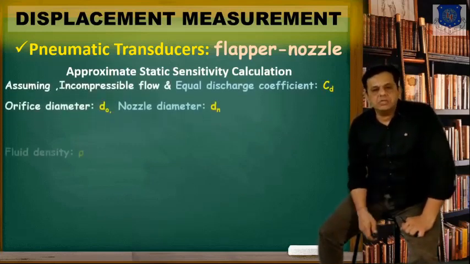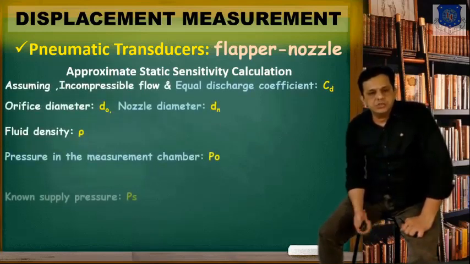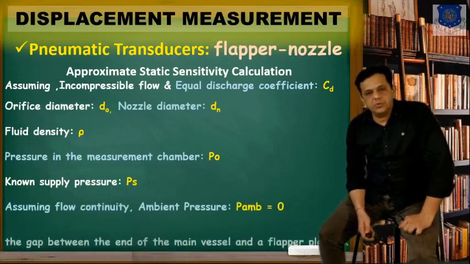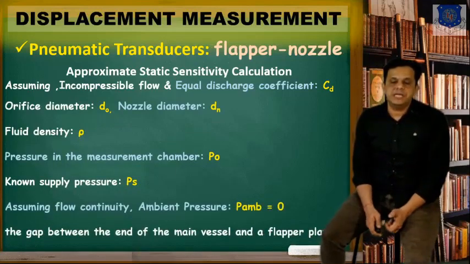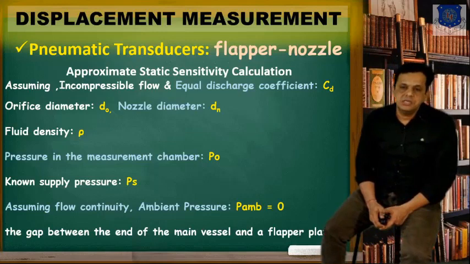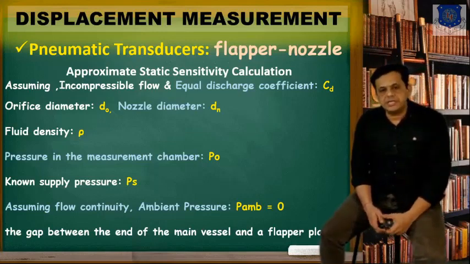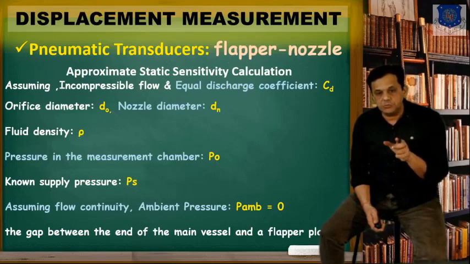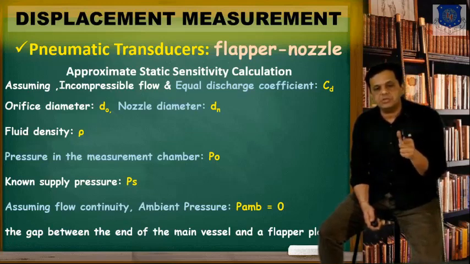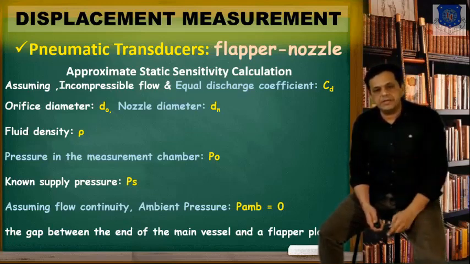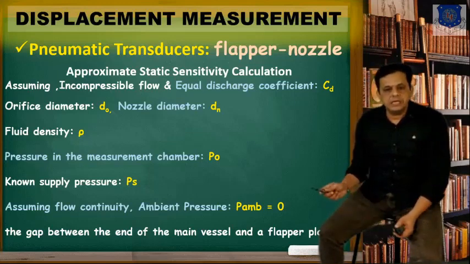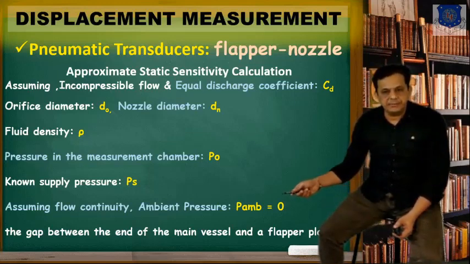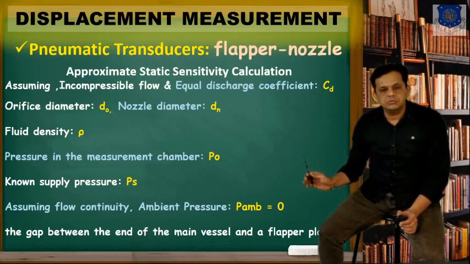So let us have some terminologies, assuming incompressible flow and equal discharge coefficient. I hope you all remember this from the previous semester study. The orifice diameter and nozzle diameter are given, along with the fluid density, the pressure in the measurement chamber, that is PO, the output pressure, and the known supply pressure, that was 20 psi standard in our case. Okay, and we understand that the ambient pressure will be 0.